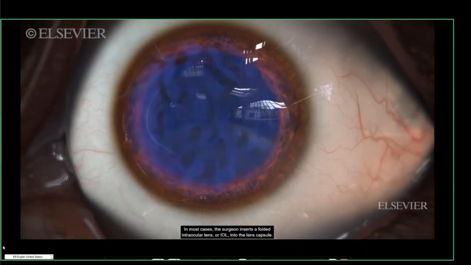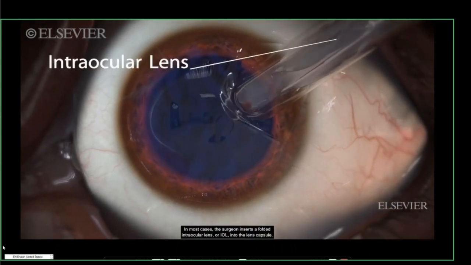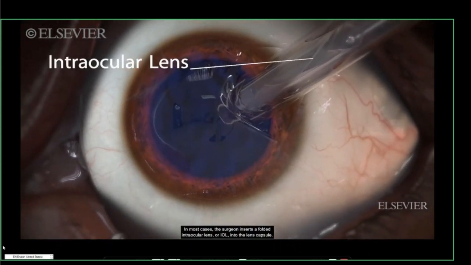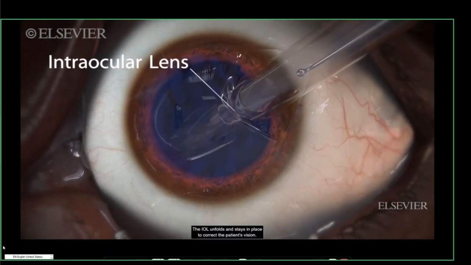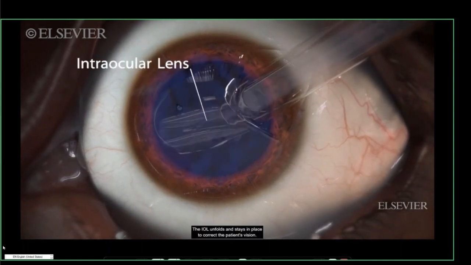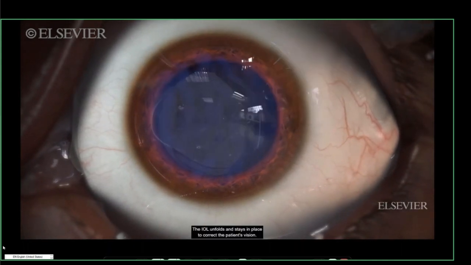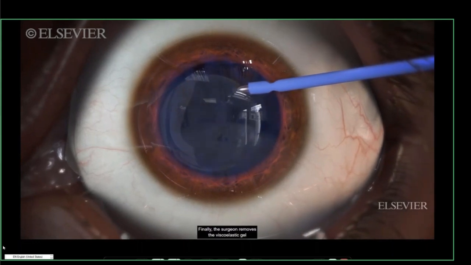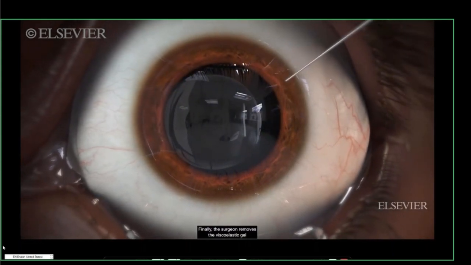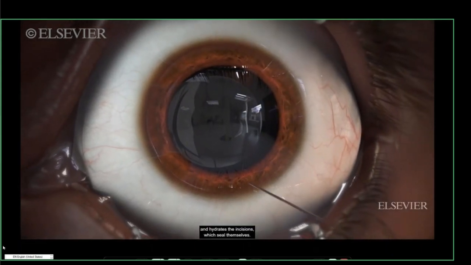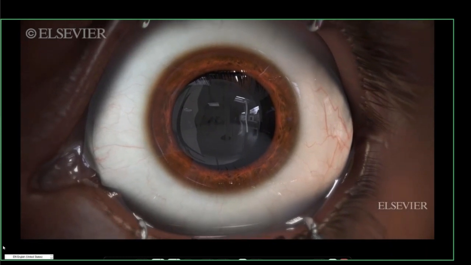In most cases, the surgeon inserts a folded intraocular lens, or IOL, into the lens capsule. The IOL unfolds and stays in place to correct the patient's vision. Finally, the surgeon removes the viscoelastic gel and hydrates the incisions, which seal themselves.